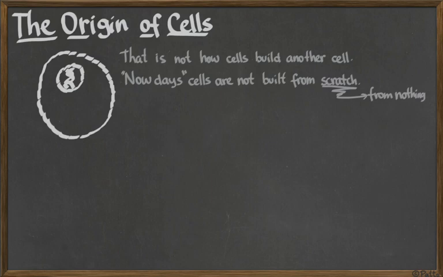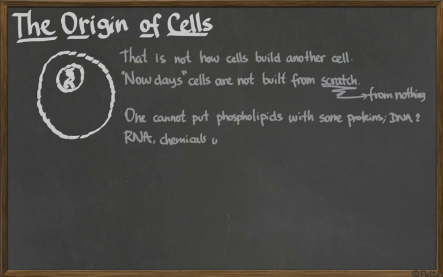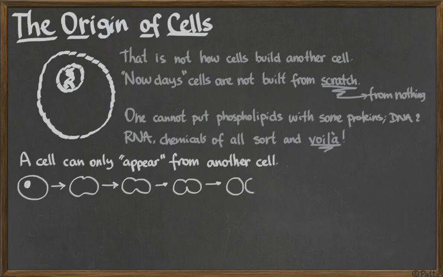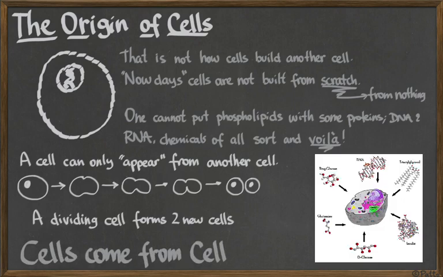By the cell theory, every cell comes from another cell. So we have a cell that divides and makes two cells, and divides and makes two cells. We cannot put there just lots of phospholipids, DNA, RNA, ribosomes and stuff, and boom, we have a cell. It doesn't work like that nowadays. So a cell can only be formed from another cell. That's the cell theory. So you have a cell, it divides, and we have two cells. That's the idea of how cells are formed nowadays. A dividing cell makes two cells. So cells come from cells.